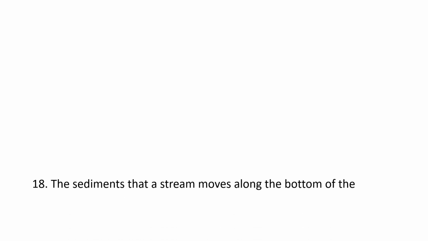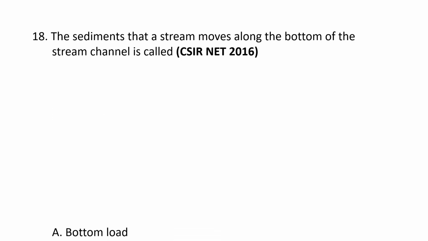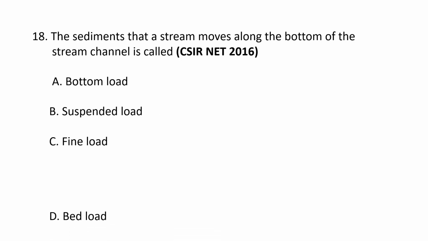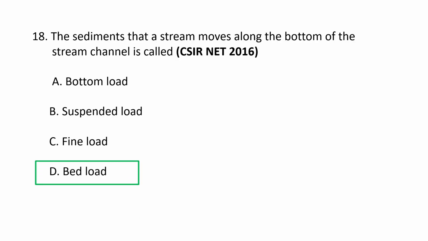Next question. The sediments that a stream moves along the bottom of the stream channel is called A. Bottom load, B. Suspended load, C. Fine load, and D. Bed load. The correct option goes as D.